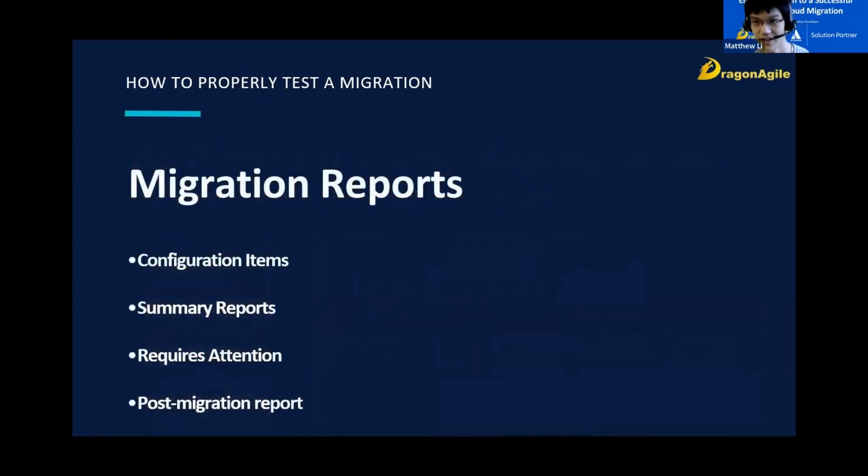So after configuring a migration, but before running it, the assistant will generate 3 pre-migration reports, which are configuration items, summary reports, and requires attention. Configuration items will list every entity that the migration assistant will migrate. Summary reports will list issues and attachments for each project and how many are expected to be migrated. It will also include other entities like permission schemes, roles, workflows, custom fields, etc. And the requires attention file will list all entities that will not be migrated with the assistant, along with a description of why and a workaround for it.